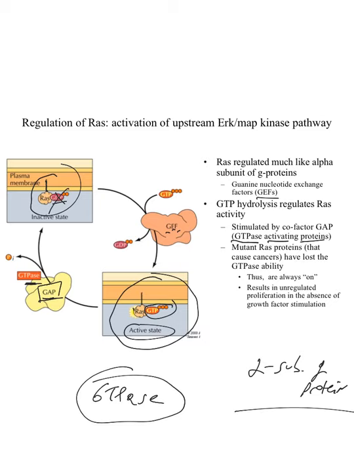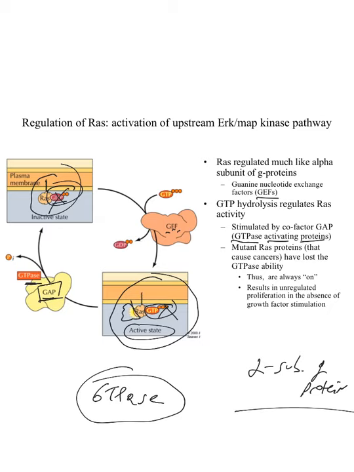So what it would look like is the GAP would bind to the active RAS and stimulate RAS to hydrolyze that GTP, get rid of one of those phosphates. And of course, what that does is it regenerates GDP-bound RAS.